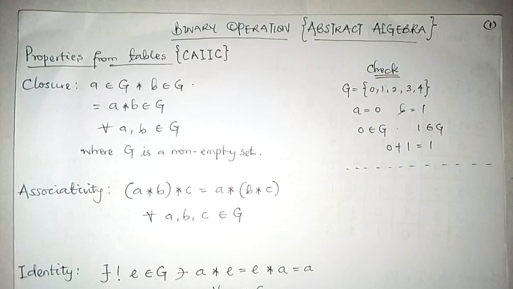Hello, you're welcome again, and today we'll be looking at the properties from the operation table, and this is the aspect of abstract algebra where we get to dive in gently. So the first property from the operation table is the closure property.